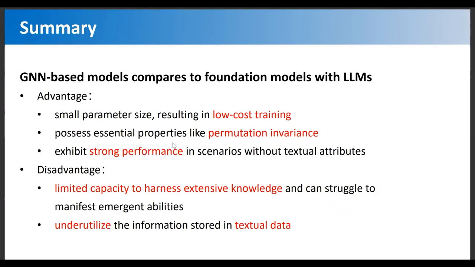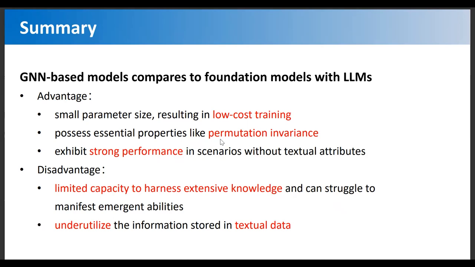Okay, for a brief summary of the GNN-based methods, the advantage of GNN-based methods towards graph foundation models is that they usually have a smaller parameter set, so we usually have low-cost training. And GNNs also enjoy good representation ability to encode graph structure data. They can handle issues such as permutation invariance.